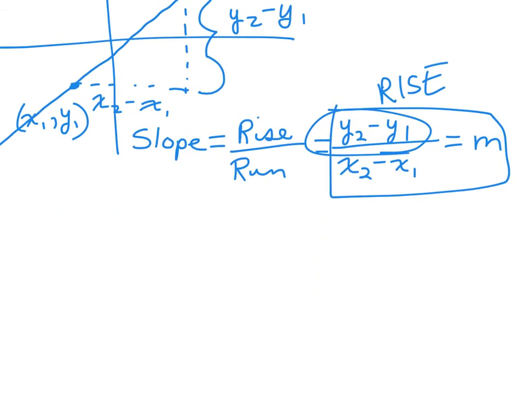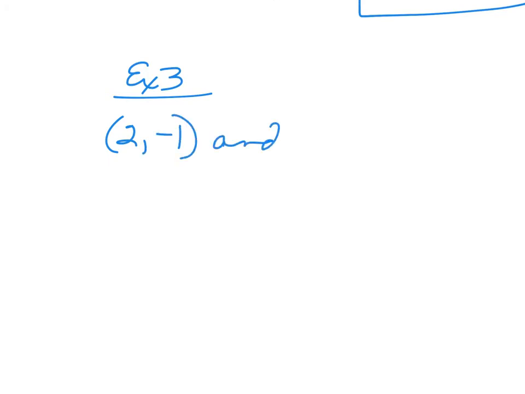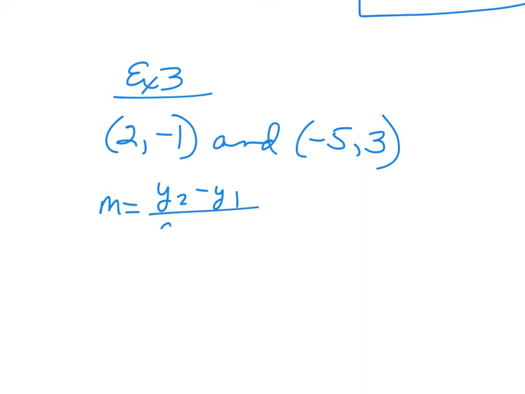Okay, let's take a look at example 3, which asks us to find the slope of the line that goes through the points (2, -1) and (-5, 3). So how are we going to find the slope? We're going to apply the slope formula that we just talked about: y2 minus y1 over x2 minus x1.